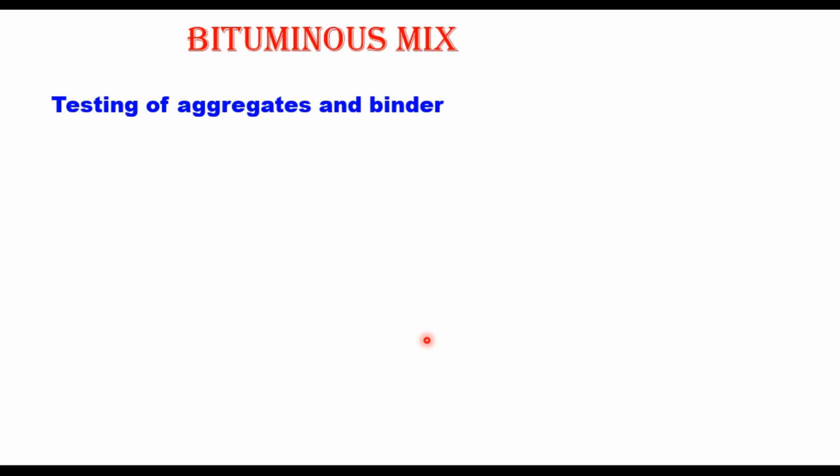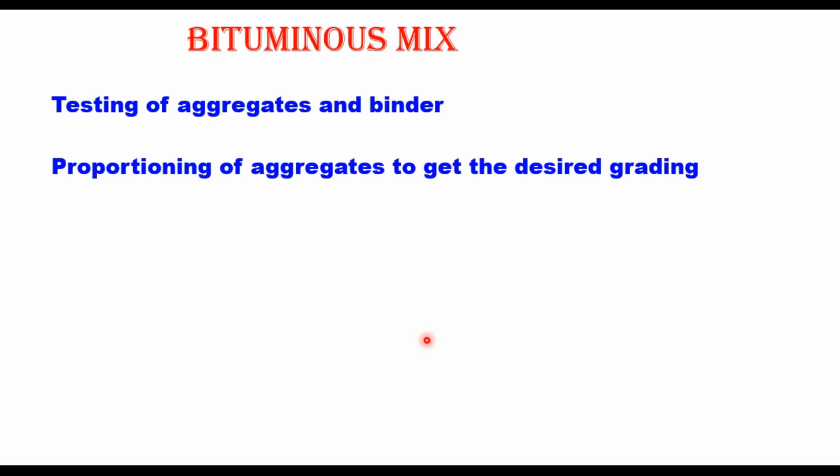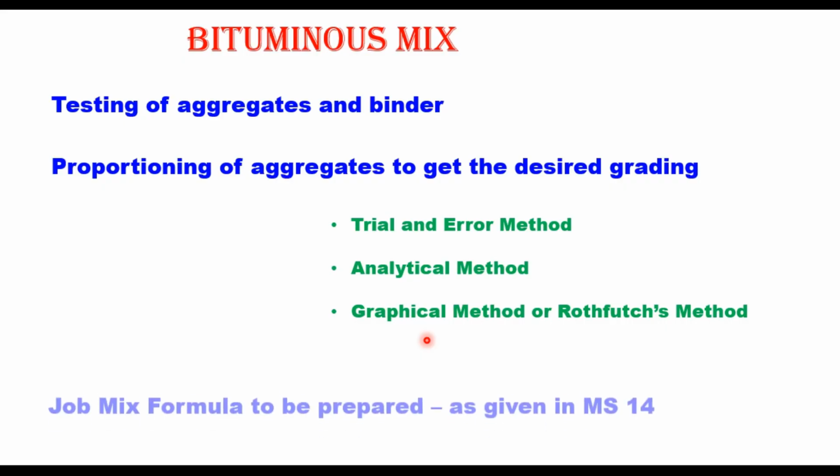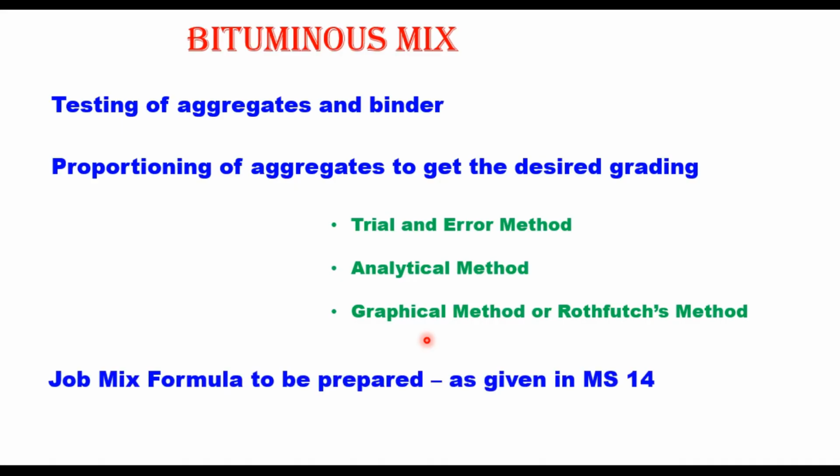Before designing the mix, it is important to test aggregate and binder, and the aggregate should be proportioned in a definite percentage to get the desired grading. There are several methods to apportion the aggregates, and I have discussed three methods, trial and error method, analytical method and graphical method, in my earlier video. You can watch them. You can use any of these methods to mix the aggregates which are available at site to get the desired grading. The job mix formula to be prepared is given in MS-14 Appendix F.